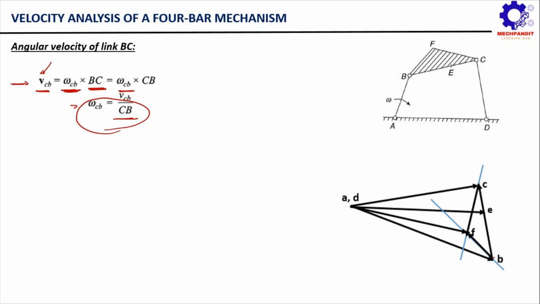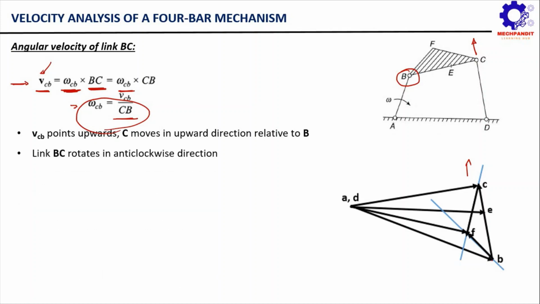Let's see here, if you observe carefully, this velocity of C with respect to B is pointing in the upward direction. So from here you can conclude that C will tend to move upward with respect to B. So you can say that this link BCF is going to rotate in an anti-clockwise fashion, correct? It's very obvious. With the direction of vectors you can figure out the direction of rotation of links also. Now let's move to the angular velocity of link CD.